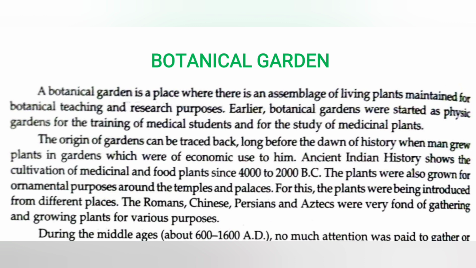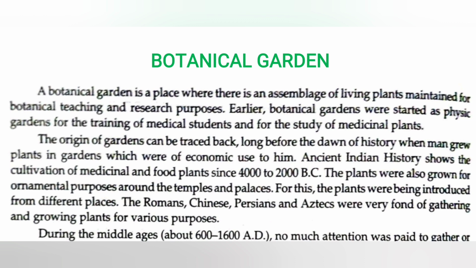The origin of gardens can be traced back long before the dawn of history when man grew plants in gardens which were of economic use to him. Means man initially started cultivating plants only for their commercial value. Ancient Indian history shows the cultivation of medicinal and food plants since 4000 to 2000 BC. The plants were also grown for ornamental purposes around the temples and palaces. For this, the plants were being introduced from different places.